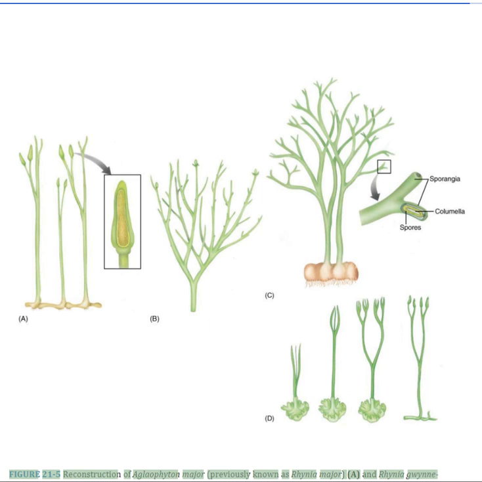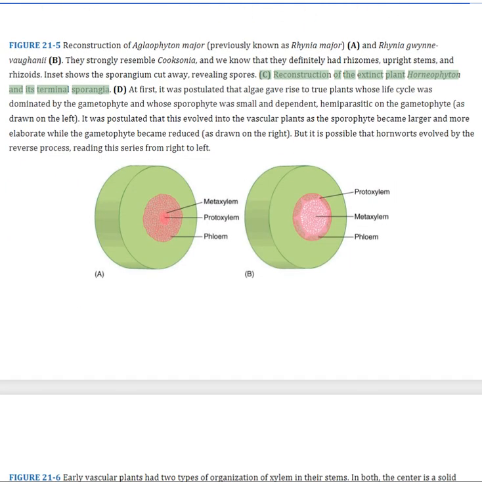Figure 21.5. Reconstruction of Aglaophyton major and Rhynia gwynne-vaughanii. They strongly resemble Cooksonia, and we know that they definitely had rhizomes, upright stems, and rhizoids. Inset shows the sporangium cut away, revealing spores. Reconstruction of the extinct plant Horneophyton and its terminal sporangia.